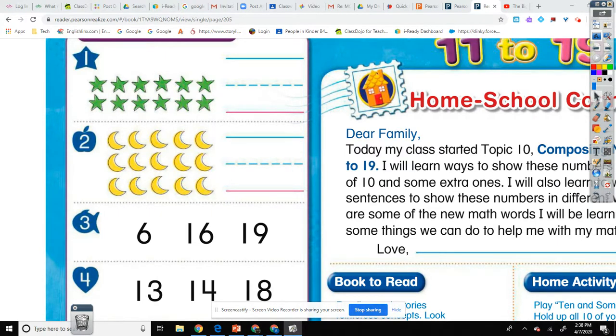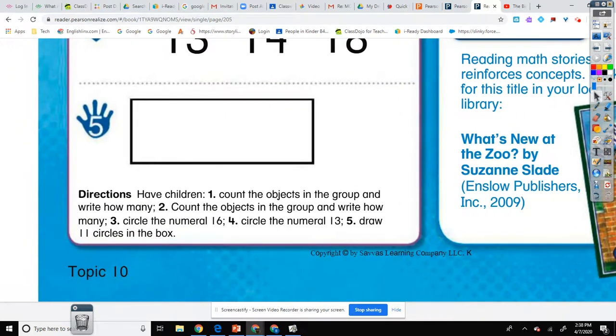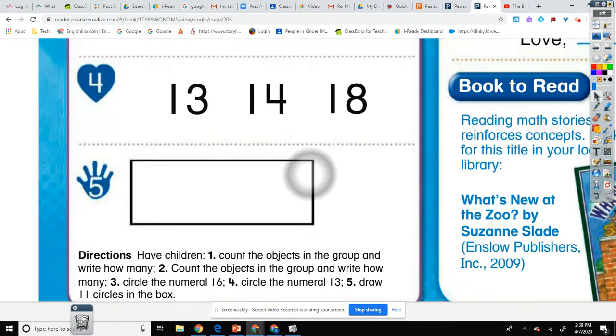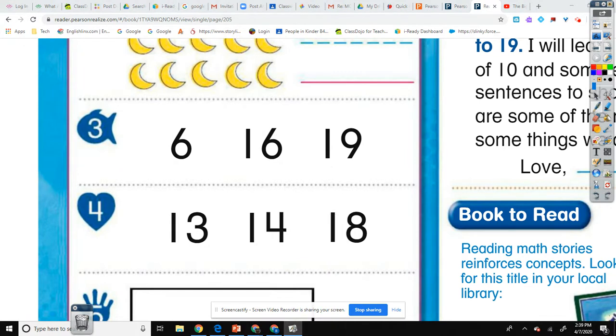Number 3. Circle the numeral 16. So, what's the first number? 6. What's the second number? 16. What's the third number? 19. Are we asked to circle number 6 or number 19? No, we're asked to circle number 16. You got it. So you circle number 16.